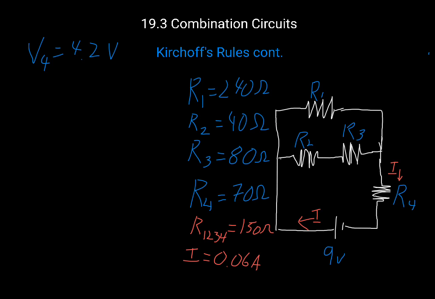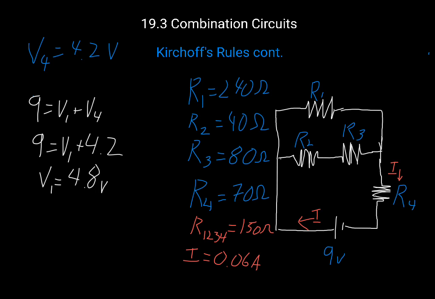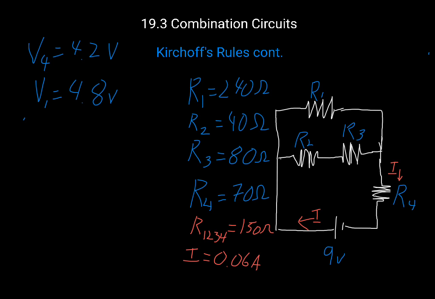Let's start by evaluating this top loop that uses R1 and R4. We know that our total voltage, 9 volts, has to dissipate across R1 and R4 because the total sum of the voltages has to be 0. We set up this equation and solve for V1 and find that our voltage across R1 is 4.8. Now we've figured out the voltage drop across R1, and we're going to have to use that value to figure out what the voltage drop is across R2 and R3.